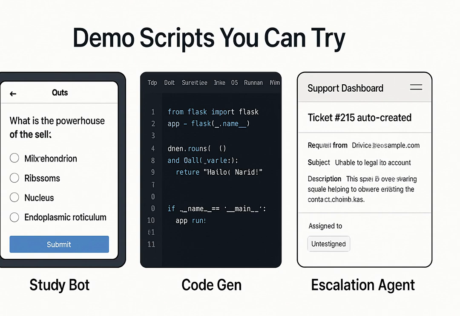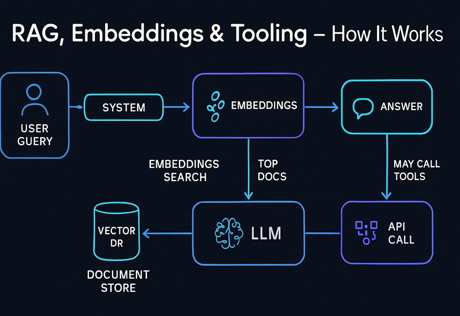Demo 3. Customer Escalation Agent. LLM monitors chat, detects sentiment drop, summarizes issue, creates a ticket with relevant logs, and suggests an empathetic reply template for the human agent. These demos show how an LLM often acts as the conversation manager plus worker that calls tools. A few key techniques power most practical LLM apps.